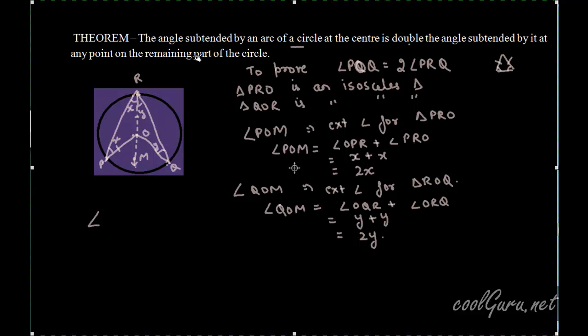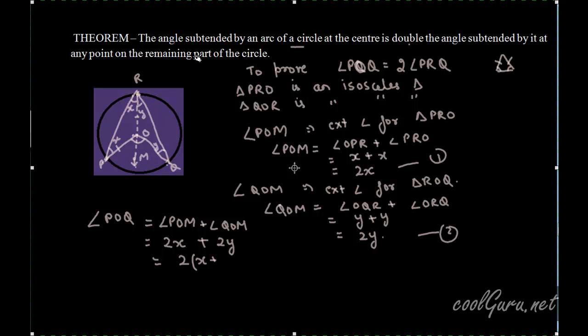So now what about this angle POQ? We can write it as the sum of angle POM and angle QOM. But from these two statements, we know that in place of angle POM we can write twice x, and in place of QOM we can write 2 times y, or taking out 2 as common, x plus y. Now what is this angle x plus y?